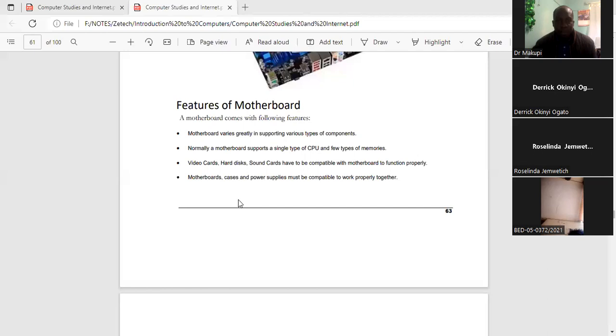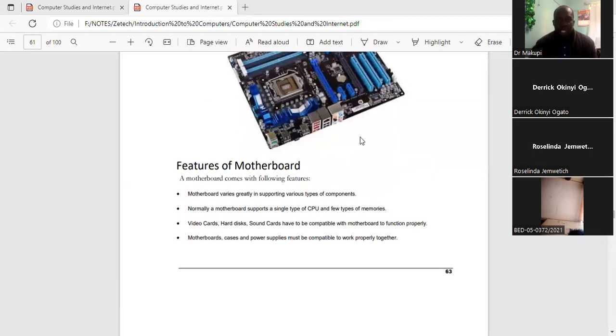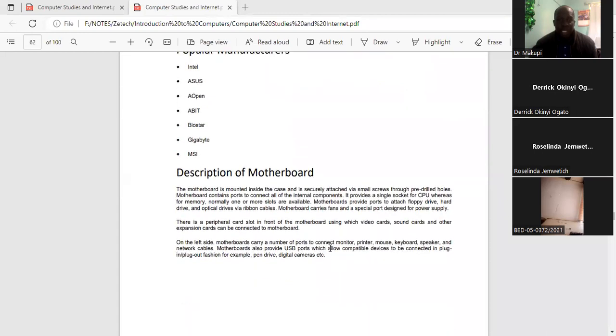And then again, normally these motherboards support a single type of CPU and a few types of memories. Any motherboard must support a single type of CPU and maybe a number of memories. There's also support for video cards, hard disks, and sound cards. Now, motherboard cases and power supplies must be compatible to work properly. And normally this is dependent on the company manufacturing the motherboard. That's why we are saying the cases and the power supply must be compatible, because from different manufacturers, they might not be similar.